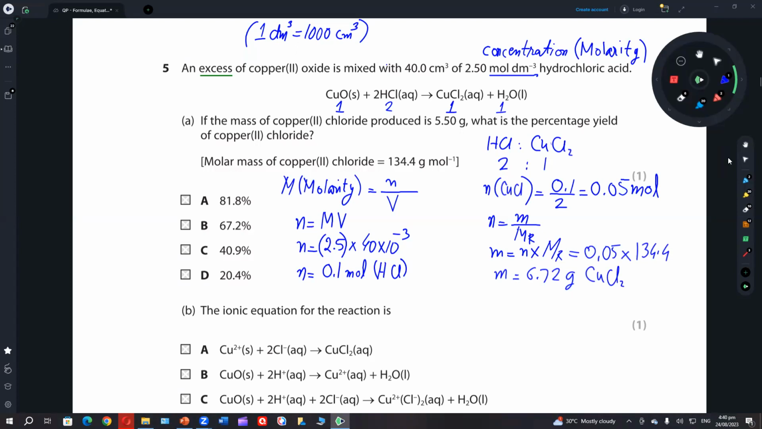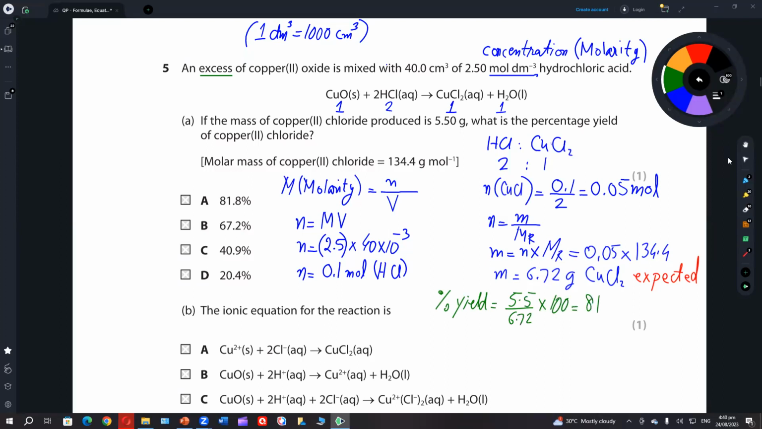So, how much mass is expected? 6.72. And how much did we get? Read the question. 6.72 is expected, and we got 5.5. So it will be 5.5 over 6.72, which gives us 81.8%. I'm not sure if you would take it in decimals. Look at the options. It's matching nicely. Yeah, 81.8, A.